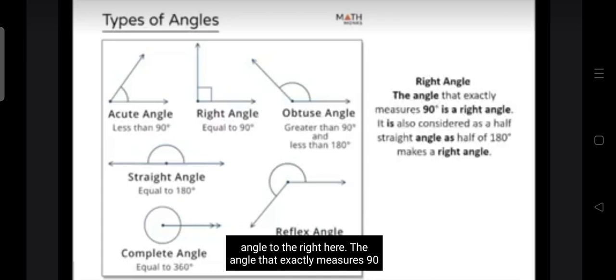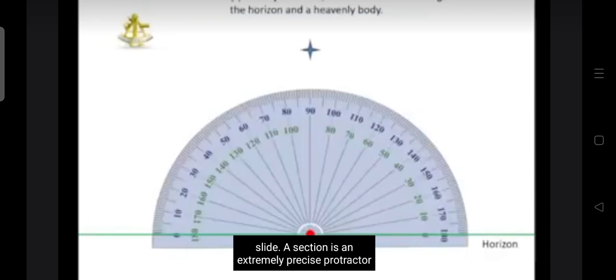Right angle. To the right here, the angle that exactly measures 90 degrees is a right angle. So when we hear and talk about sextant and take your 90, minus from 90, subtract from 90, it has to be a right angle because it's got the 90. Okay, it's pretty obvious. It is also considered as half a straight angle, as half of 180 makes a right angle.